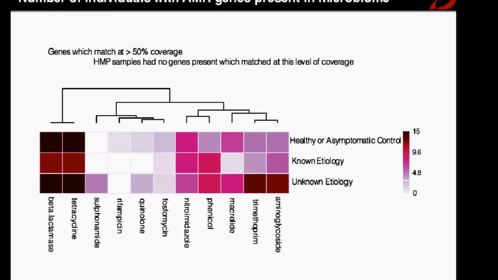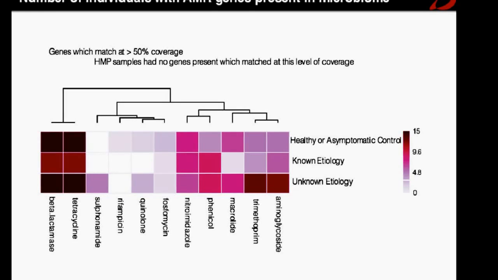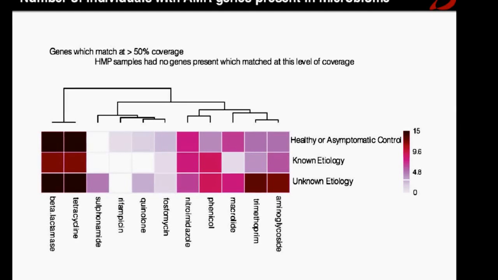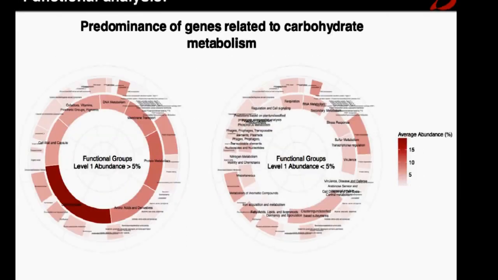You notice that it's a little disconcerting that tetracycline and the beta-lactamases are very, very common, but also in the unknown etiology, a variety of other aminoglycosides and trimethoprim resistance and so forth genes are present. Probably, my guess would be that that's because they're carrying pathogens with those antibiotic resistances. In any case, this is another demonstration of the power of the algorithms that we have been able to determine.